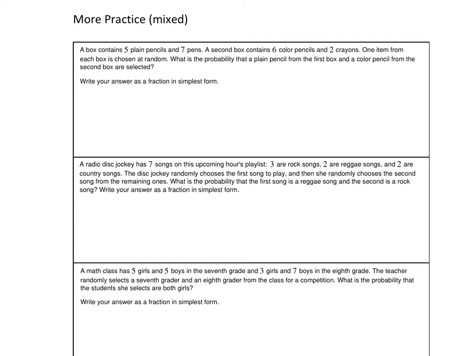What is the probability of a plain pencil from the first box and a colored pencil from the second box? Well, right off the bat, I can tell that these are independent events because they are 2 separate boxes, right? We're not picking from the same box. We're picking from 2 separate boxes. So that tells me I'm going to do independent events here. So if I look at the first one, it says we want the probability that a plain pencil is picked from the first box.